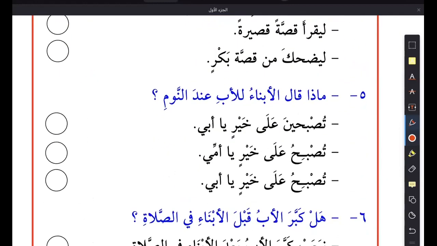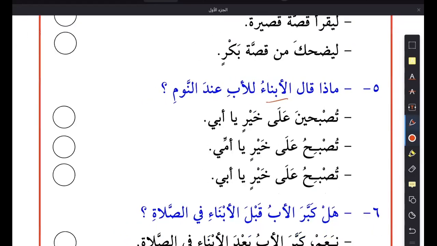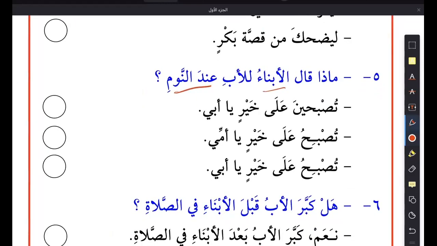ماذا قال الأبناء للأب عند النوم. أبناء, it means the sons from ibn, but in general it can also mean children. Okay, what did the children say to the father at naum, at the sleep time? You say, okay.